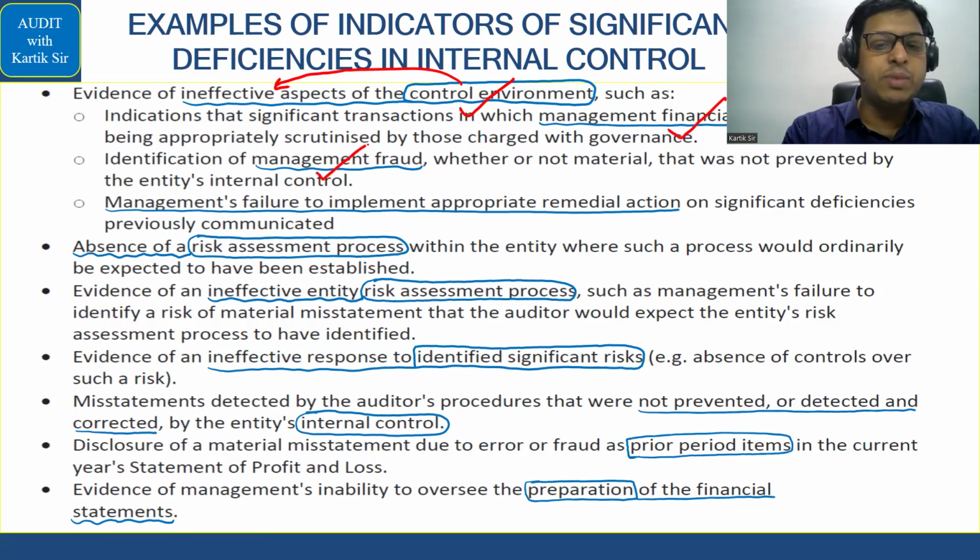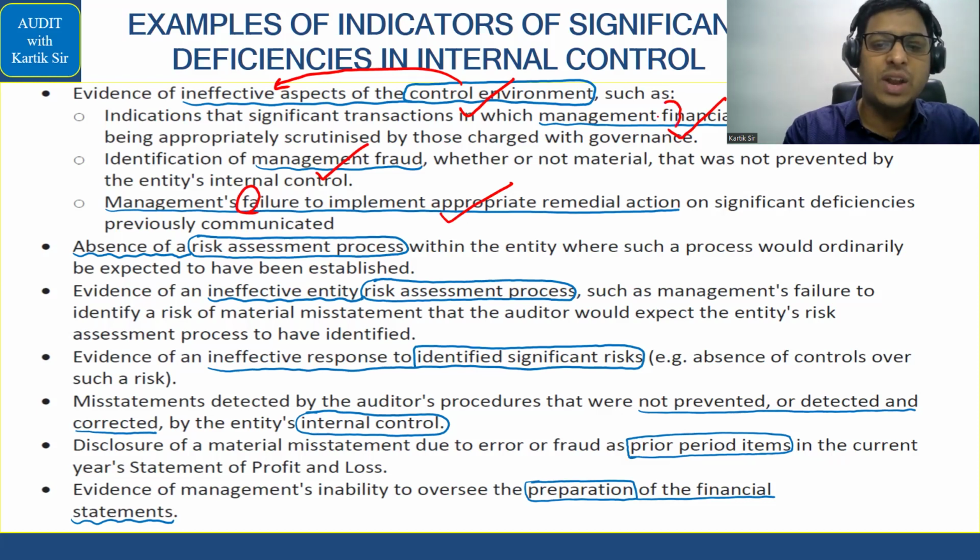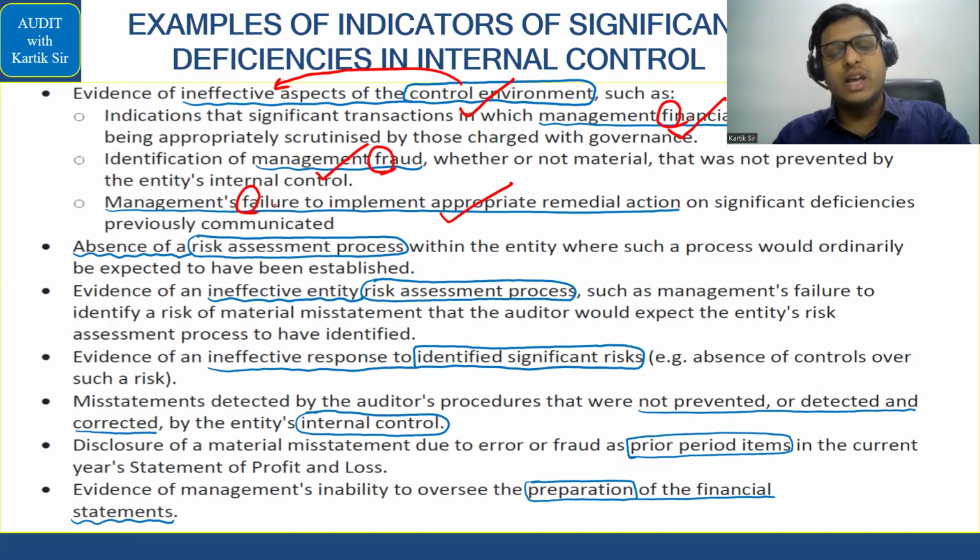Next is in relation to management fraud. We are having a doubt that there can be a management fraud, and the management is failing to implement the appropriate remedial action. So you can take management, or financially interested, fraud, and failure to implement appropriate remedial action. That is FFF. Okay, that is what you will see here.